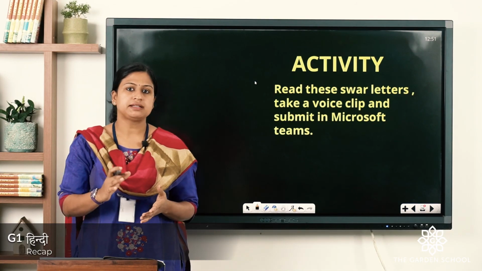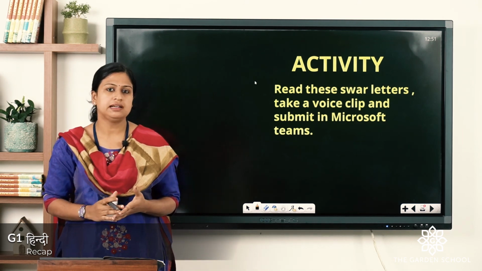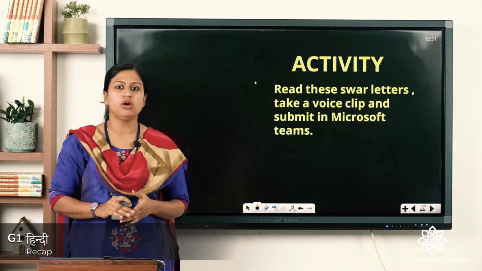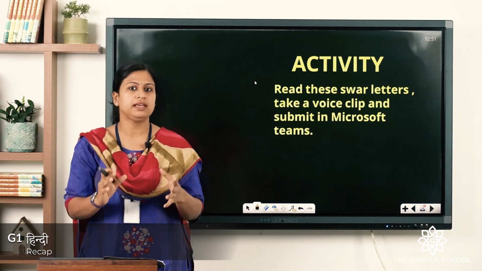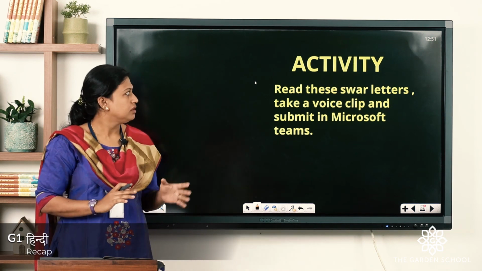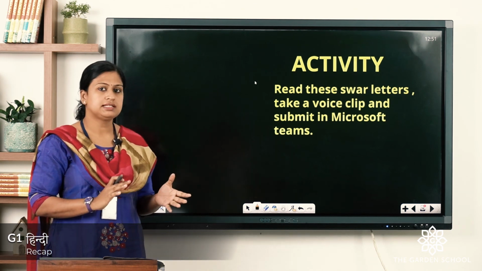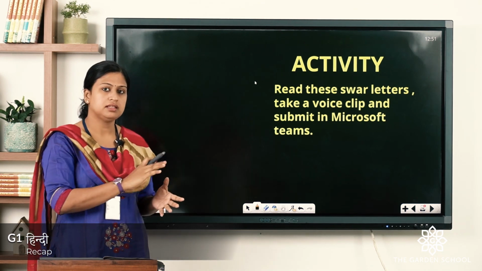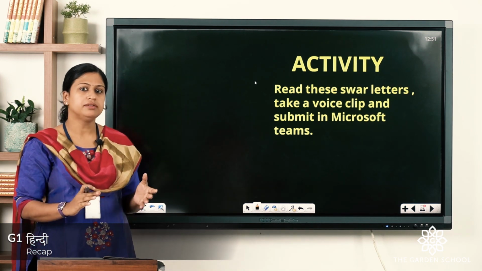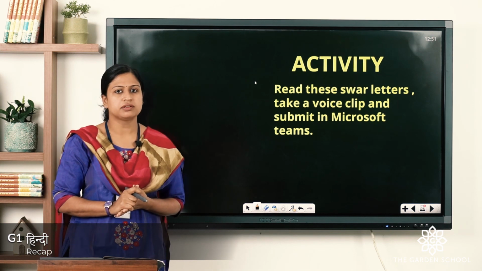You have to practice these words at home. You have to say these words at least two to three times, and also write them in your notebook. Then only will you get an idea of how to write them. So there's an activity for you. You have to read these swar letters, that is the vowels, from A to A, and record it and submit it in Microsoft Teams.